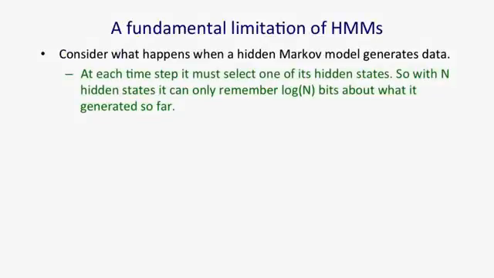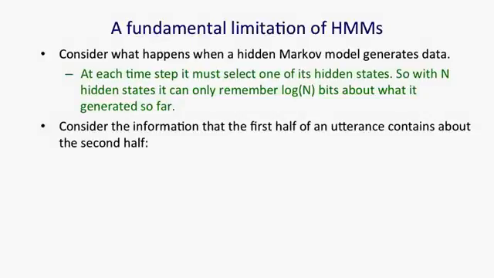There's a fundamental limitation of HMMs. It's easiest to understand this limitation if we consider what happens when a hidden Markov model generates data. At each time step when it's generating, it selects one of its hidden states. So if it's got n hidden states, the total information stored in the hidden state is at most log n bits. So that's all it knows about what it's done so far.